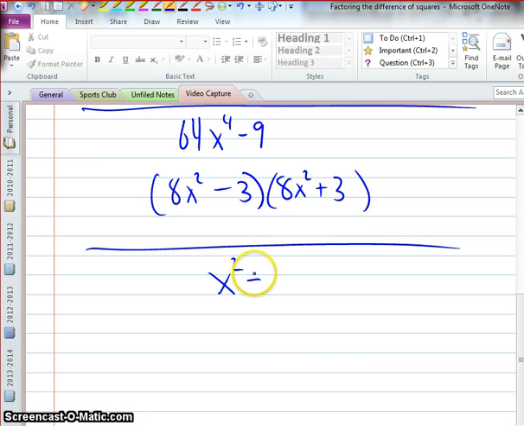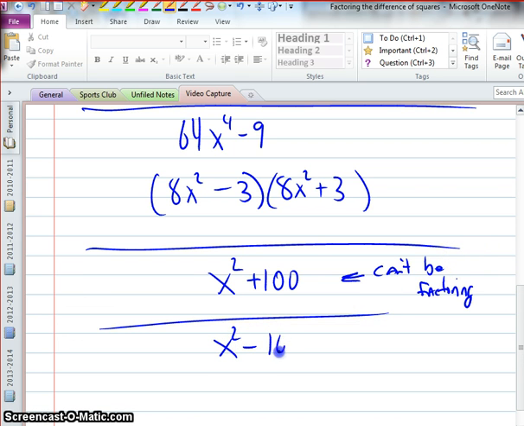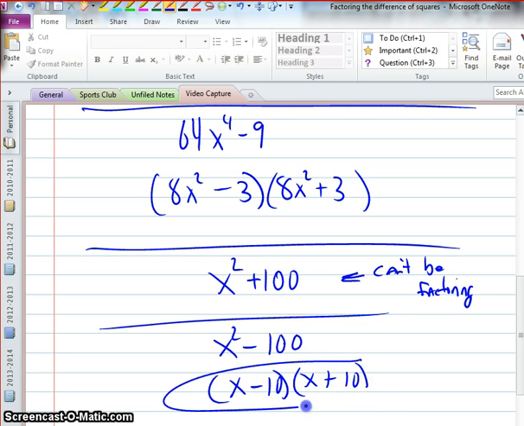x squared plus 100. Difference of squares? No. Can't be factored, because there's no such thing as the sum of two squares. You can only factor when it is the difference. So if this would have been x squared minus 100, different story. Good to go. x, x, 10, 10, one plus, one minus. The order of the plus and minus makes no difference.